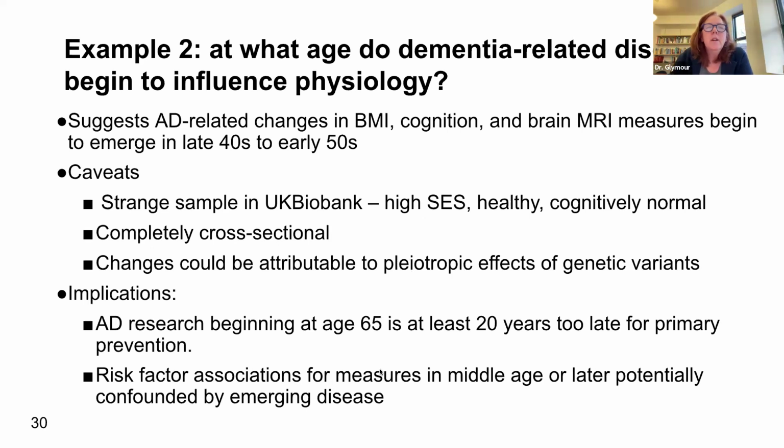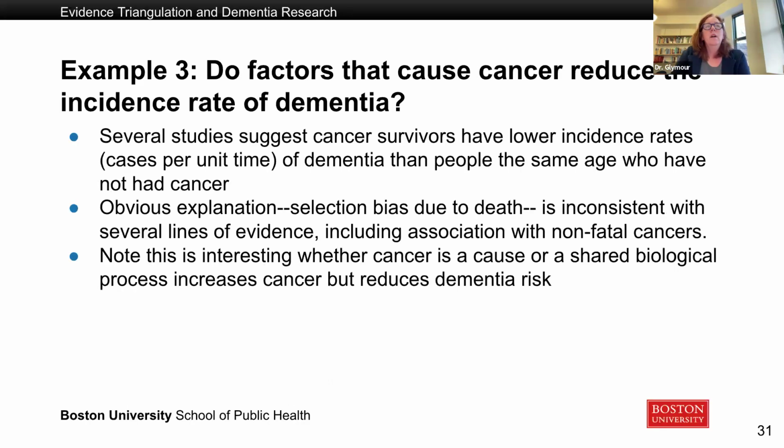The implication here is that Alzheimer's disease research, if we begin at age 65, is at least 20 years too late for primary prevention. Risk factor associations for measures in middle age or later are potentially confounded by emerging diseases. So I think the implications here can be pretty important. All right, moving on to example 3.